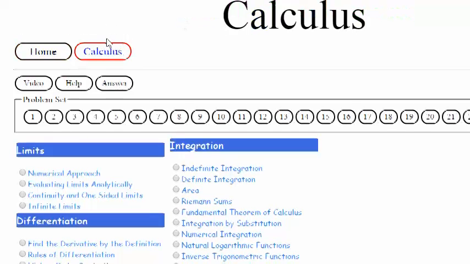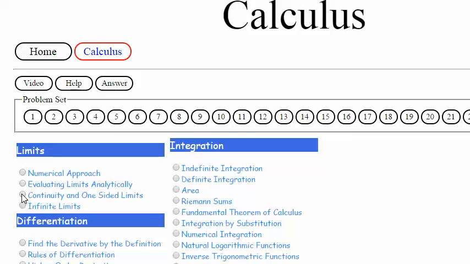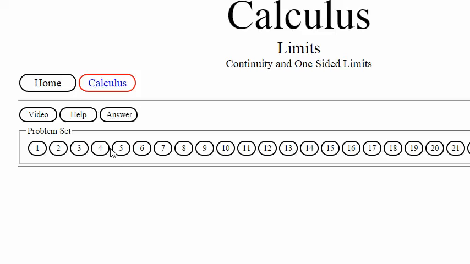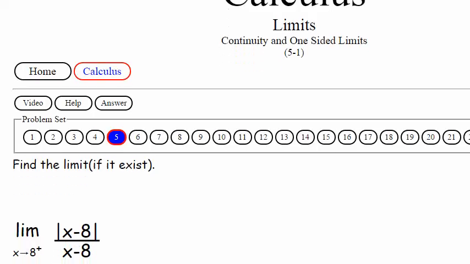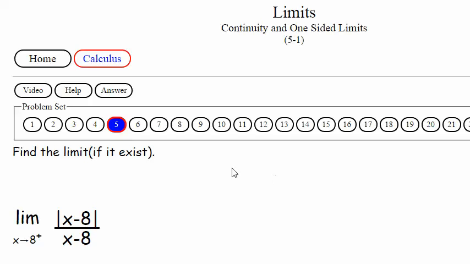Alright, move down here, hit the calculus button. Let's go to continuity and one-sided limits. And I believe we're doing 5 now. So 5 is just like 4, if you hadn't looked at 4 yet.